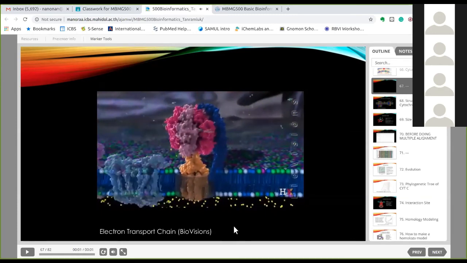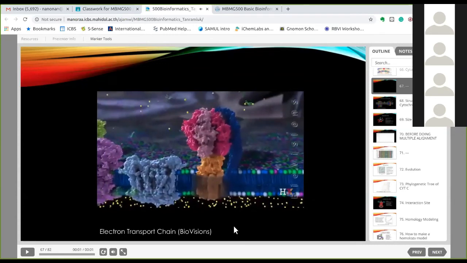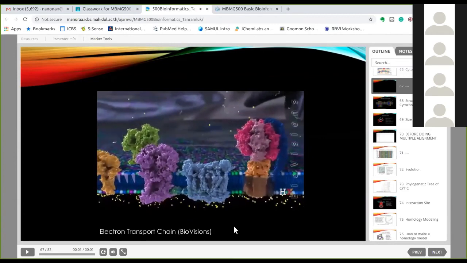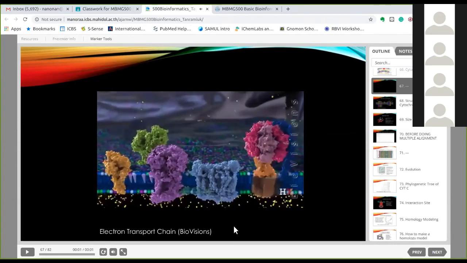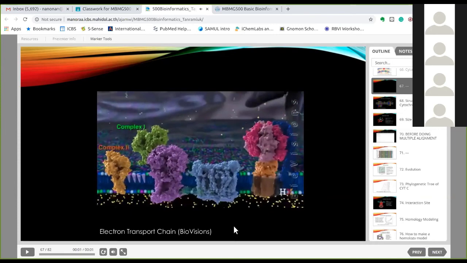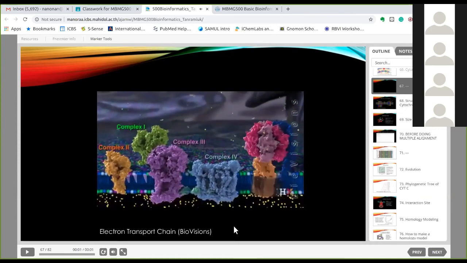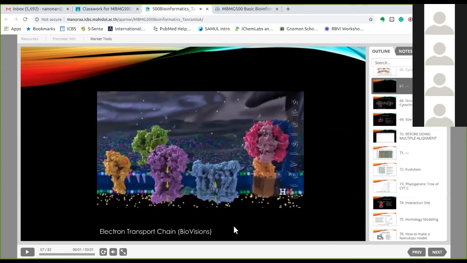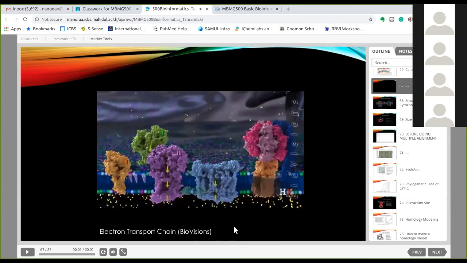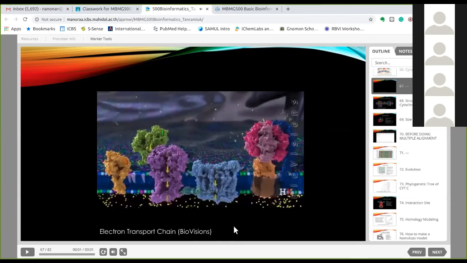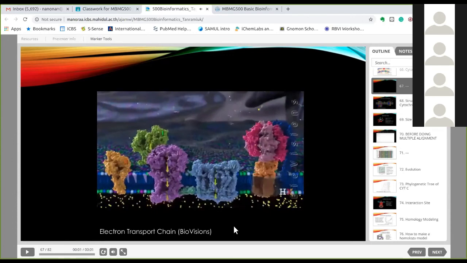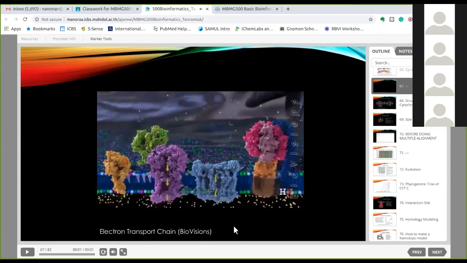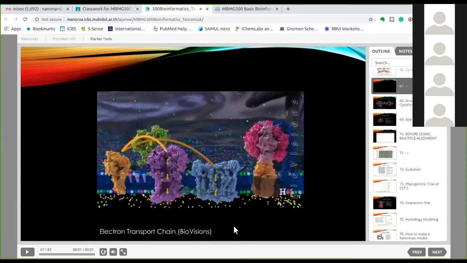Therefore, the protein complexes and small molecules that establish this gradient and maintain it play an essential role in the life of the cell. At the heart of this system are 4 protein complexes, numbered 1 through 4. Complexes 1, 3, and 4 directly pump protons from the matrix into the intermembrane space. Complex 2 does not directly pump protons, but it does promote proton pumping in complexes 3 and 4.